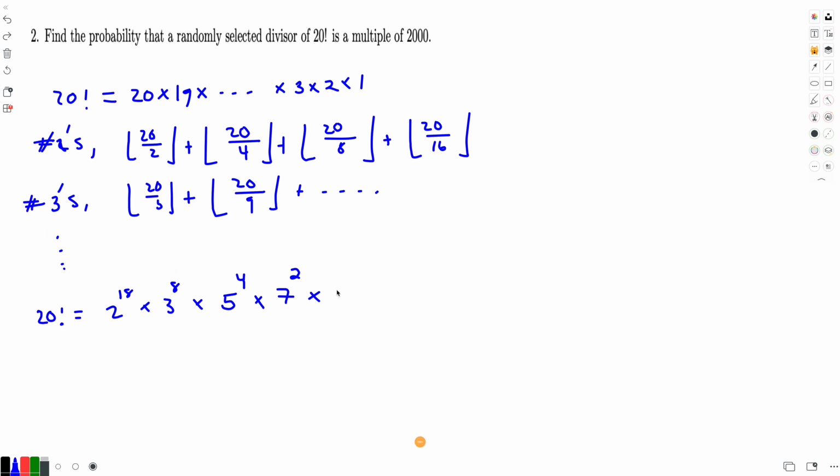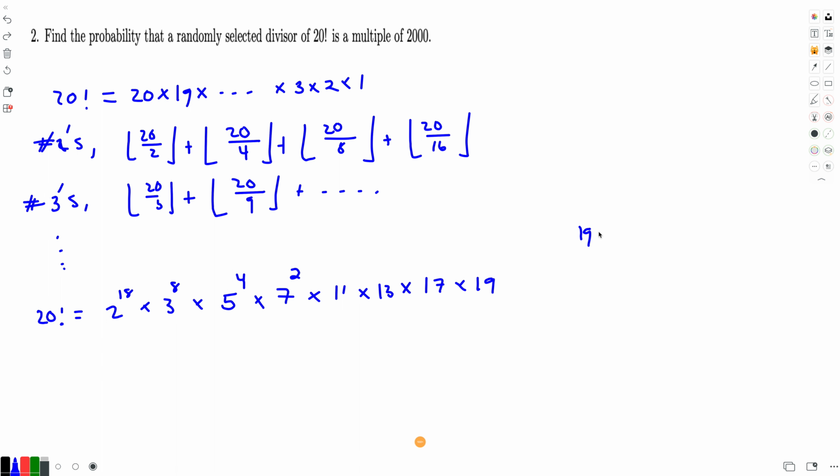And then for 11, we would just have the singular 11. And then for 13, we'd have the singular 13. For 17, we'd have the singular 17. And then for 19, we'd have the singular 19. And then we need not go further, since 19 is the greatest prime less than 20. Great. So now we have 20 factorial prime factorized, so we can get the number of divisors.